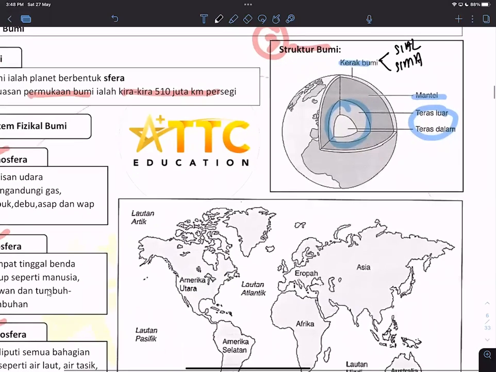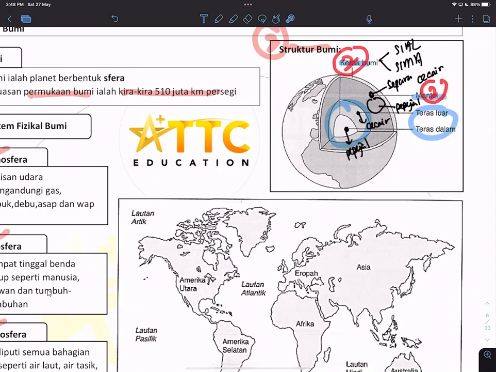So mantel, we also have 2 items. So 1 item for mantel, this is pepejal. So for the other bahagian for mantel, this is always separa cecair. Okay, so for the teras luar, this is cecair. So for the teras dalam, this is always pepejal. There are always 2 items for kerak bumi, 2 items for mantel, 2 items for teras bumi. So teras bumi, outer layer, liquid. So outer layer for mantel, semi-liquid, separa cecair. So bottom part of the teras luar, the inner core, still pepejal. So remember, inside is solid. So outer layer is liquid or semi-liquid.